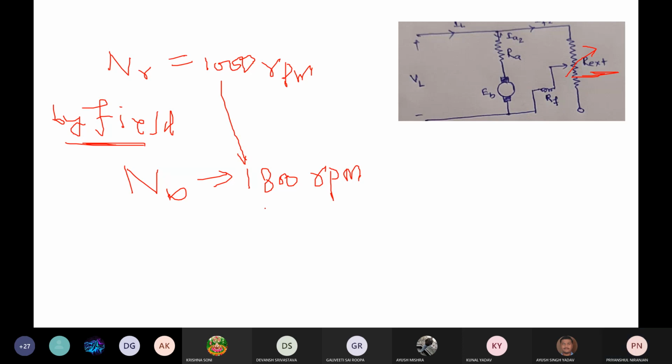Okay, it is fine, but we wanted to control from 800 rpm to 1000. Is it possible from that method? It is possible? We wanted to control between 1800 rpm and 1000 rpm. It is possible by using the field winding. It is possible. My question.